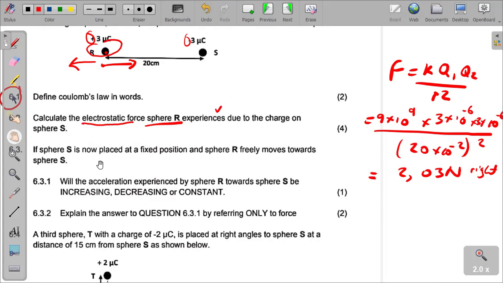So it is because as distance decreases, the force between the two tends to increase, because we know that acceleration varies directly with the force. So we are saying as distance decreases, the force between the two tends to increase. That's 6.3.2. Let's go to 6.4.